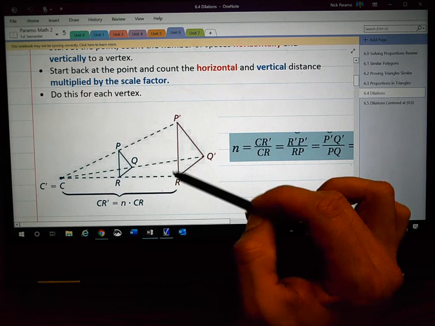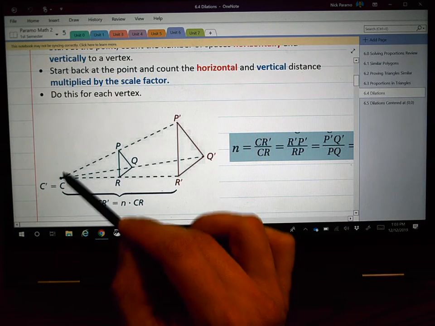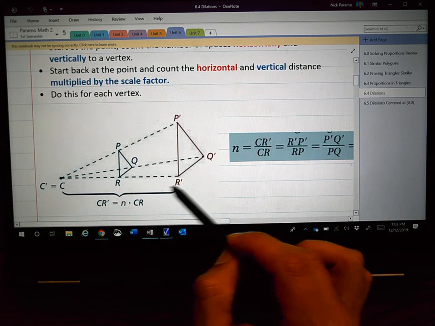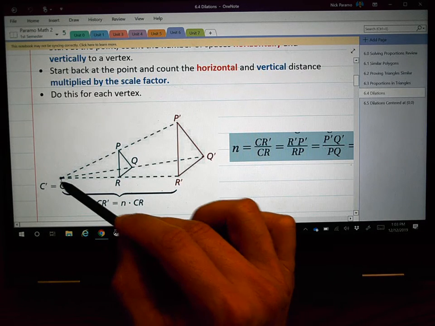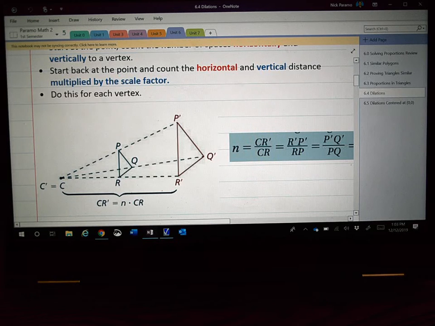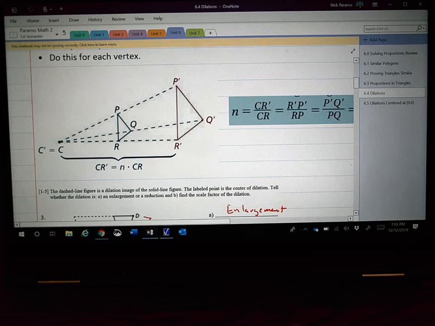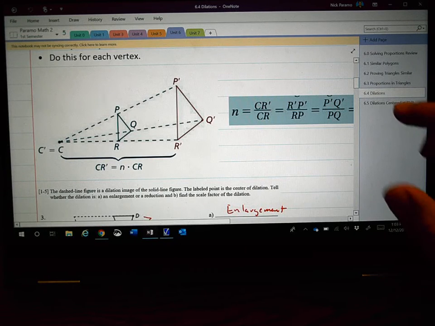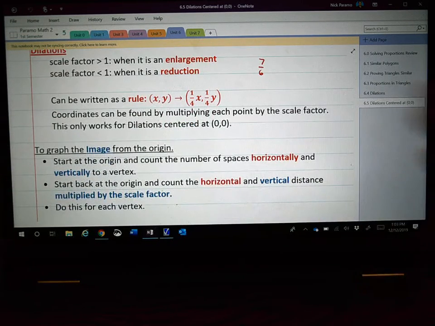or the left side divided by the left side, or even the distance from the center divided by the distance from the center to another point. All of those will be equal to each other, and they will all be equal to that scale factor. We also learned how to do that with graphs and how to write rules with them.